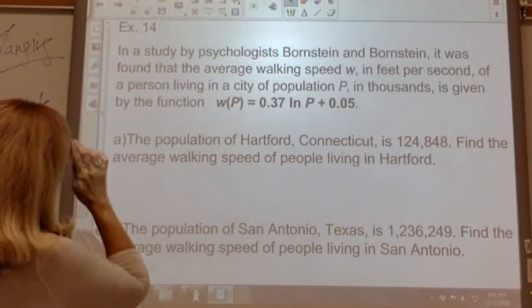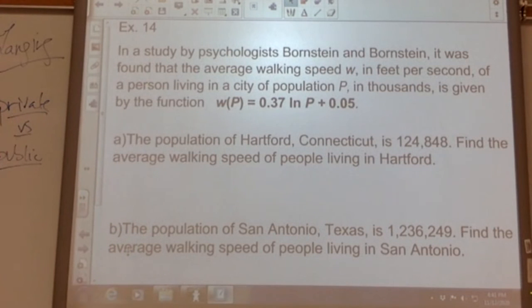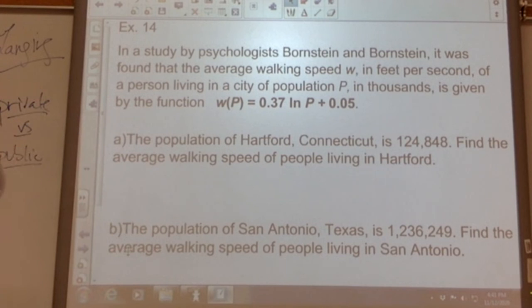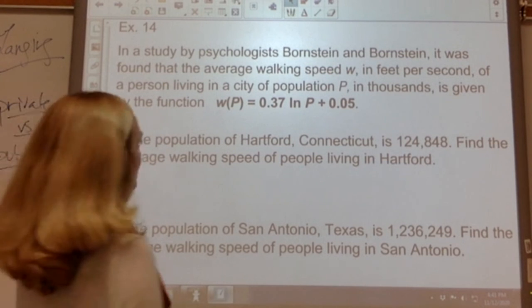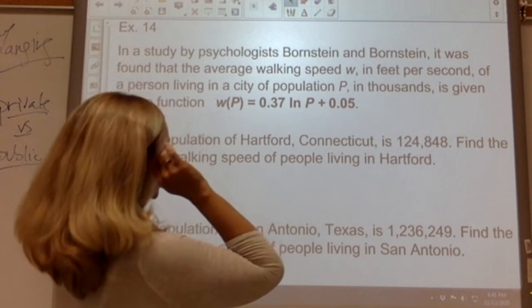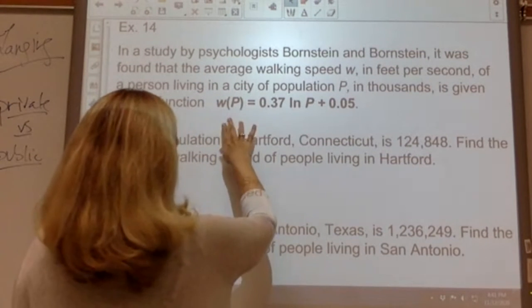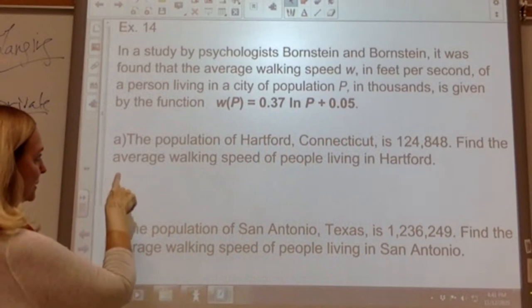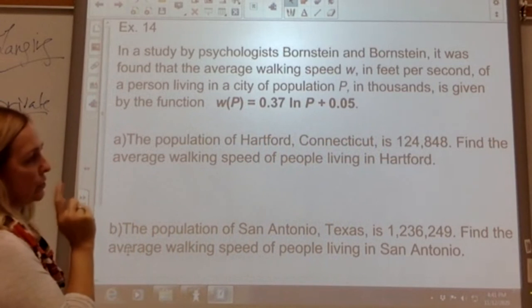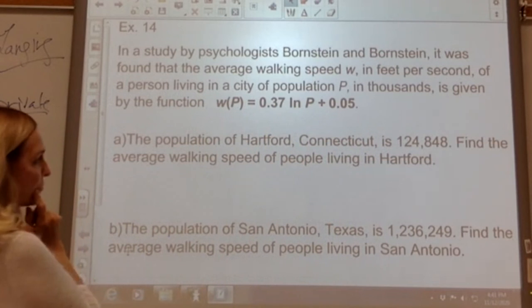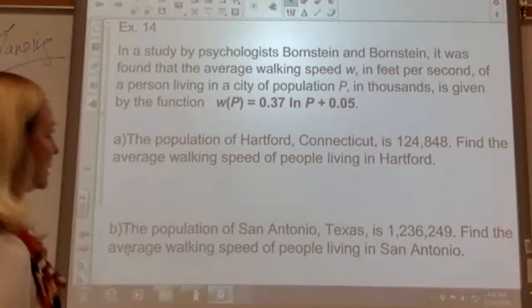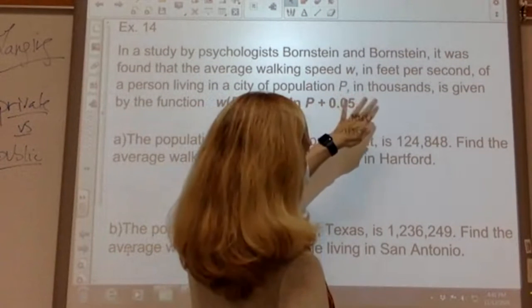Okay, so we're to the word problem. All right, now this is not a bad word problem. They give us a formula here. It says in a study by psychologists Bornstein and Bernstein, it was found that the average walking speed W in feet per second of a person living in a city of population in thousands is given by the function, and then they give us this function right here. Okay, so it uses the natural log. Question A says the population of Hartford, Connecticut is 124,848. Find the average walking speed of people living in Hartford. All right. And so P is the population in thousands.